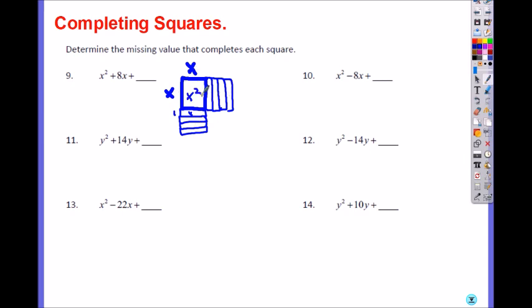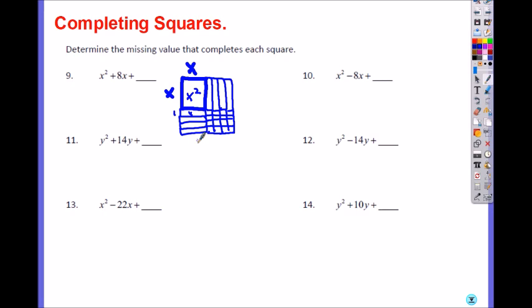So the question is, completing the square means how many tiles do you need to complete this square? How many? 4 by 4, you need 16 of them. That's how you complete the square.